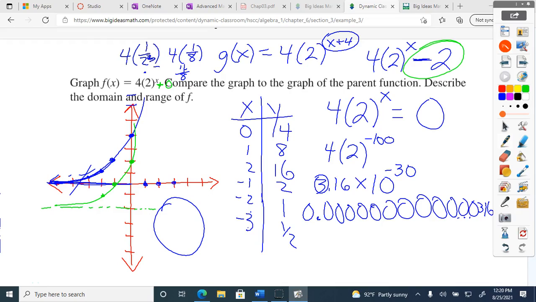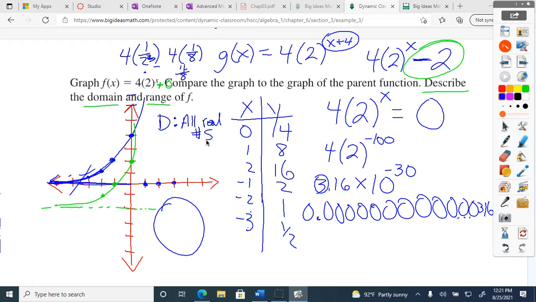All right. What is my domain and range? It says describe the domain and range. So we're looking at the blue, and let me change to blue. Domain. What can the domain be? Domain are the x's, right? How far can it go left? How far can it go right? So domain is all real numbers.